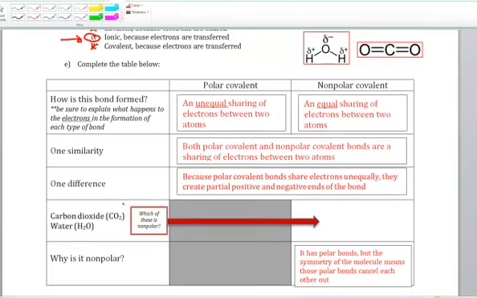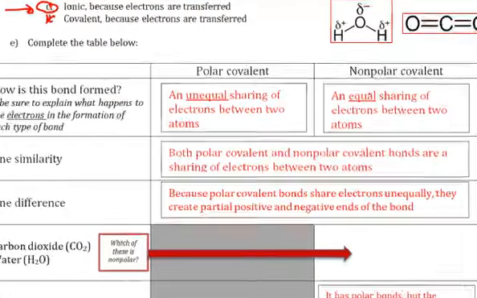So let's see. The diagrams here refer to this table, and you're going to see a table like this on the test. How is the bond formed? Polar covalent versus non-polar covalent. Well, they're both a sharing of electrons, but polar covalent is an unequal sharing of electrons between two atoms, whereas a non-polar covalent is an equal sharing of electrons between two atoms.